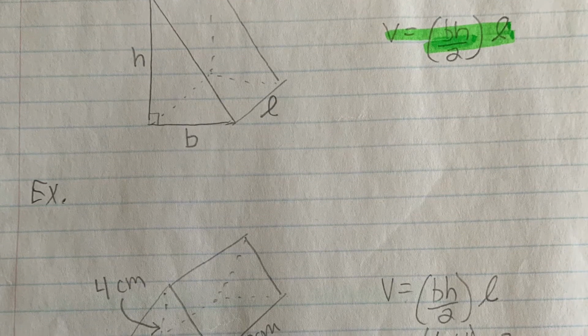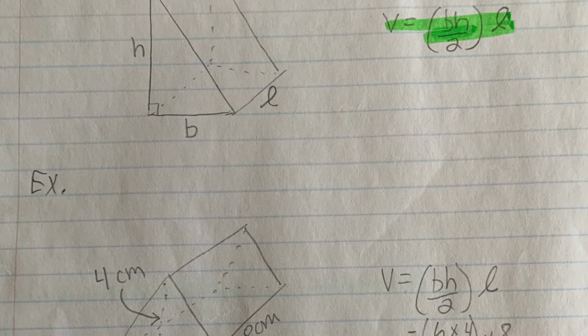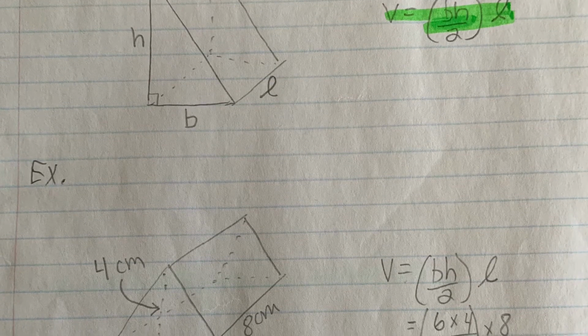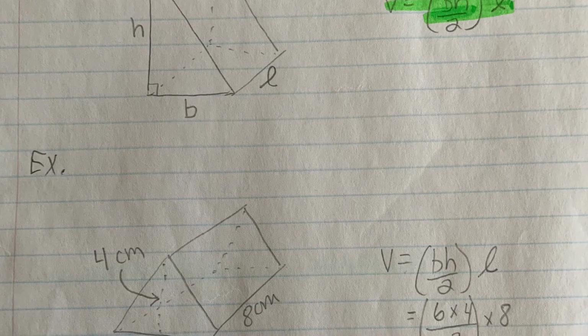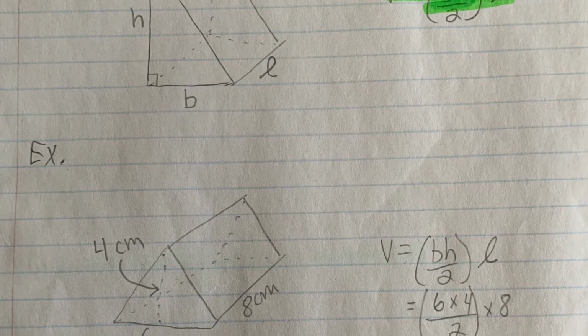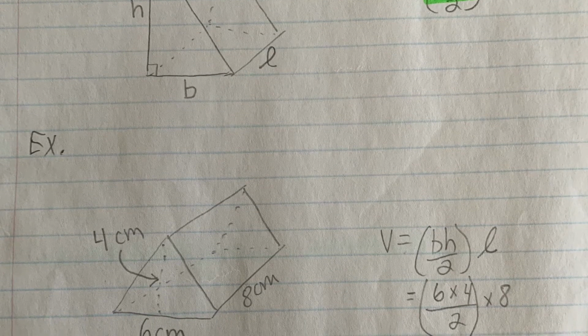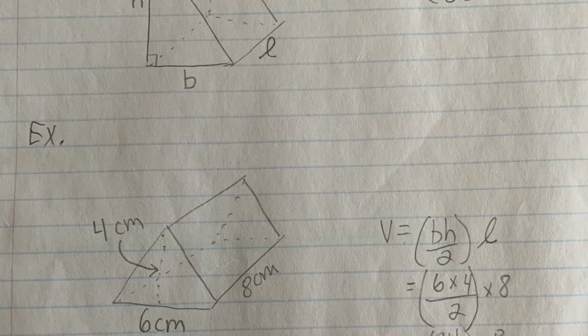For the example, I have drawn an equilateral triangle just to give you something different. So here is the example for that. You have a height of 4 centimeters, a base of 6 centimeters, and a length of 8 centimeters.